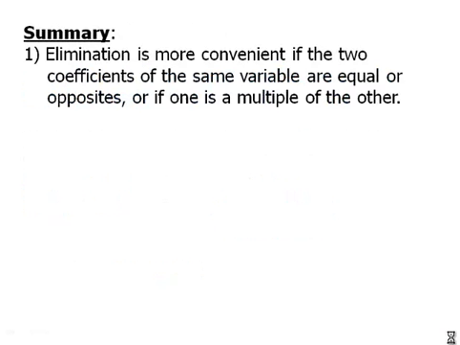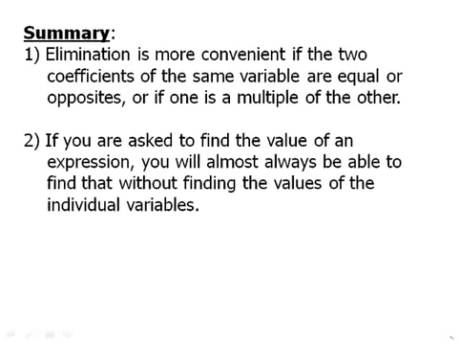Elimination is the more convenient of the two if the two coefficients of the same variable are equal or opposite, or one is a multiple of the other. So certainly if we see that, that makes elimination easier, but in a general case, elimination is always easier than substitution. If you are asked to find the value of an expression, you will almost always be able to find that without finding the values of the individual variables. And in that last problem, it would have been a mistake to solve individually for the value of x and the value of y. All we needed was x plus y.